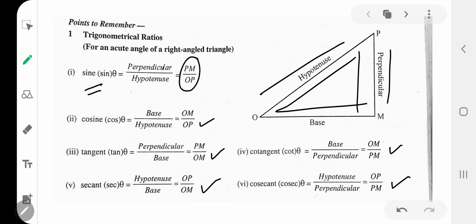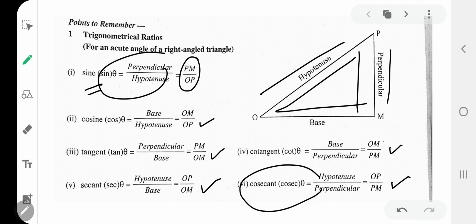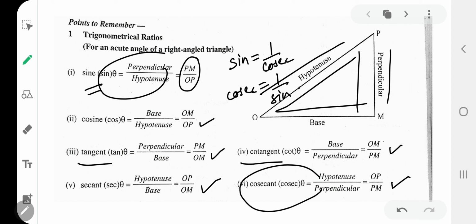If you now notice, sine and cosec are reciprocal of each other. So can I write sine is equal to 1 upon cosec, or cosec is equal to 1 upon sine? That is, they are reciprocals. Getting my point clear? Then you have tan and cot. They are the reciprocal of each other. Tan is perpendicular upon base and cot is base upon perpendicular. So can I write tan is equal to 1 upon cot, or cot theta is equal to 1 upon tan theta? So you are getting the identities out of that.